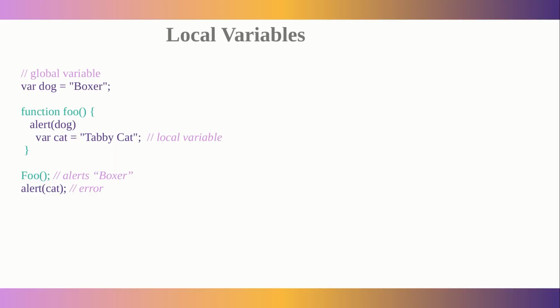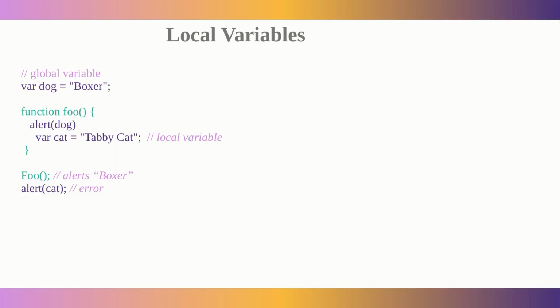Therefore, when we alert the variable dog in the foo function and later on call foo right here, it will alert the string boxer. However, notice that we have another variable within the function called cat, whose value is the string tabby cat. Now, when I alert cat outside the function below where we have called foo, it returns an error and there is no alert message saying tabby cat. And this is because variables within functions are local variables and have local scope. Local variables are deleted once the function is executed.